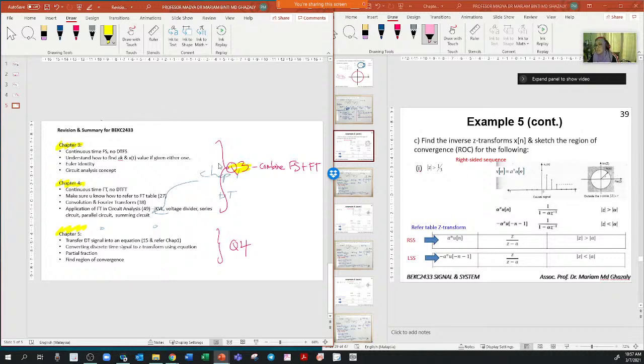This is what I mentioned just now. In the first part, it asks you to find the Fourier coefficients. Then next, to find the output or the response of the system, you need to use the Fourier transform. So it is a combination of Fourier series and Fourier transform. And lastly, question 4 will be covering chapter 5. Okay, so I think that will be all for the revision.